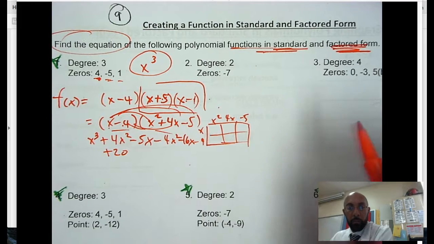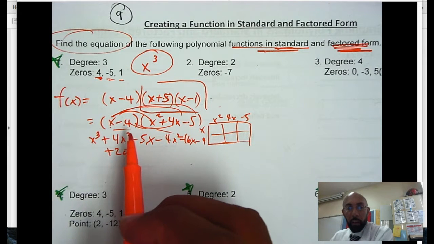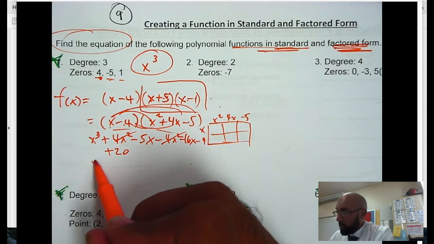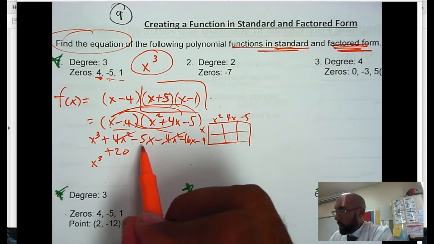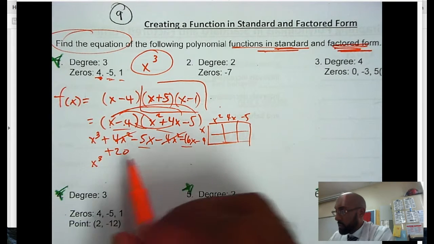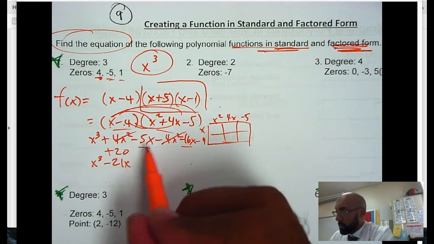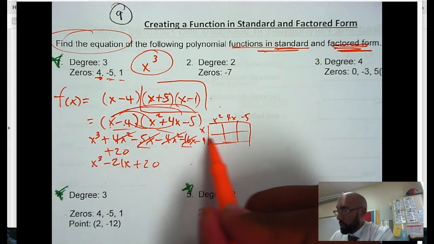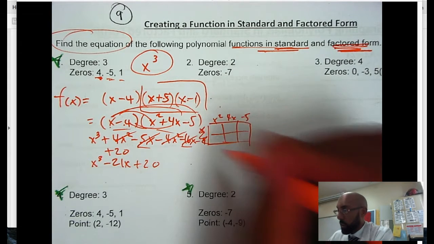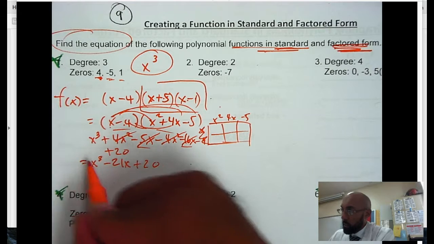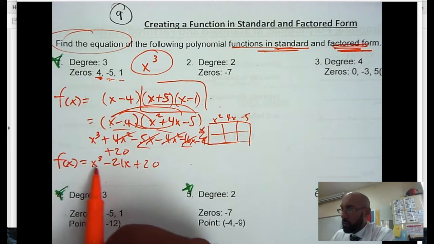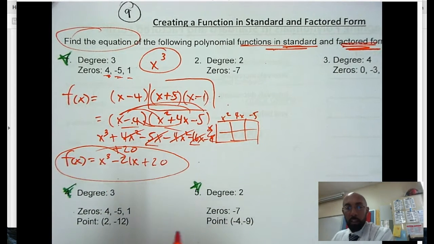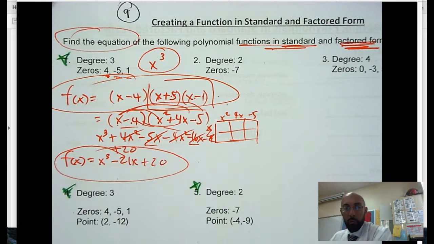Then combine like terms. I have 4x squared and minus 4x squared, so those will cancel out. So first I'll have x cubed, and then minus 5x and minus 16x, that's minus 21x. Then my last term is 20. And this is not one of my terms, that was me demonstrating the box, so don't include that one. So basically my function will be f of x equals x cubed minus 21x plus 20. That's the standard form. That's the factored form.